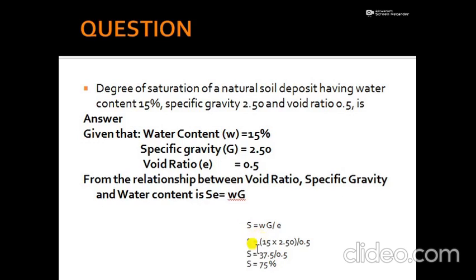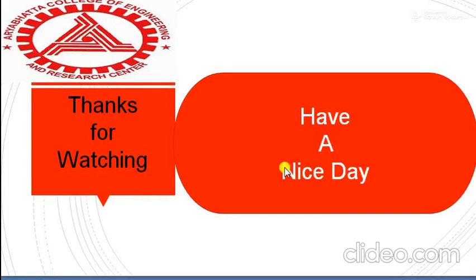Now in the question, water content is given as 15%, specific gravity is given as 2.50 and void ratio is given as 0.5. Put all these values in this equation and find the value of degree of saturation, which comes out to 75%.